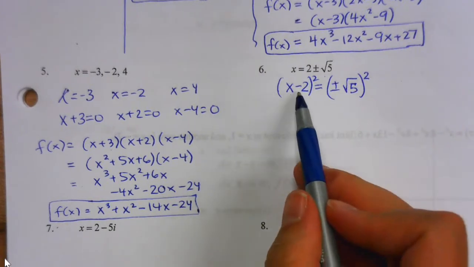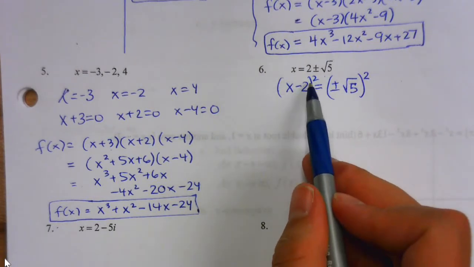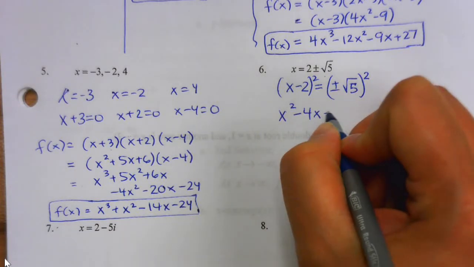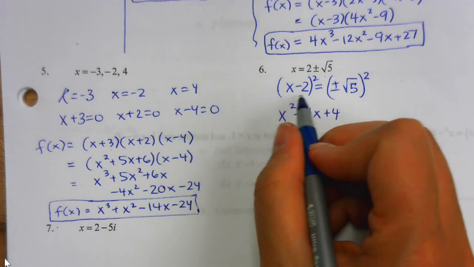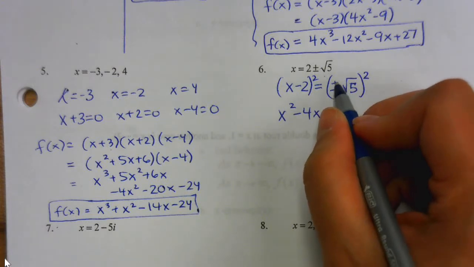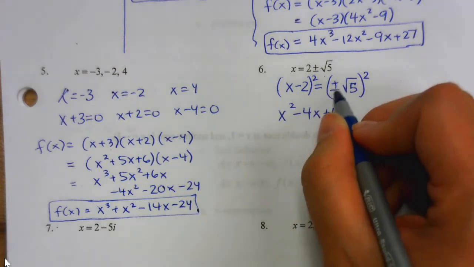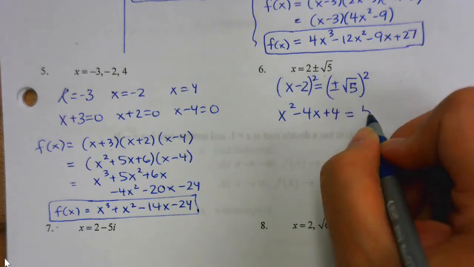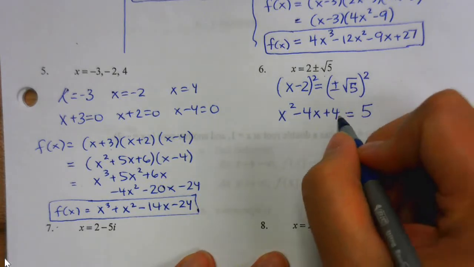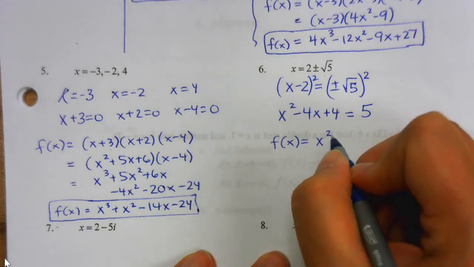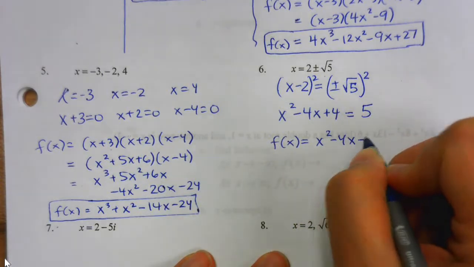I need to multiply this part out, this x minus 2 squared. That's going to give me x squared minus 4x plus 4. Again, that's x minus 2 times x minus 2. On this side, when you square the positives and the negatives, you come out all positive there. The square root of 5 squared just leaves you with 5. And then I'm going to subtract 5 over to the other side. So my function is x squared minus 4x minus 1.